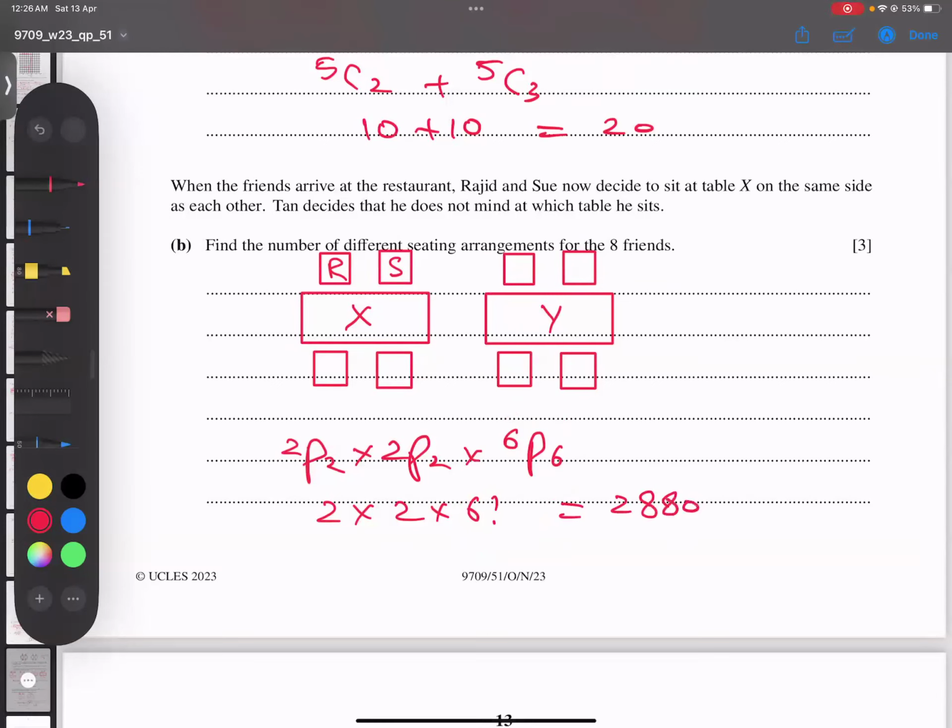And why did I write 6P6? Because there are 6 seats and all people can sit there in any order. And why do these two come? Because they can sit here, they can shuffle R, S, S, R. And why did I write this one? Because the whole answer comes into two. Why? Because they can sit even down. There's a reason behind it. Okay, so let's go for the next question.